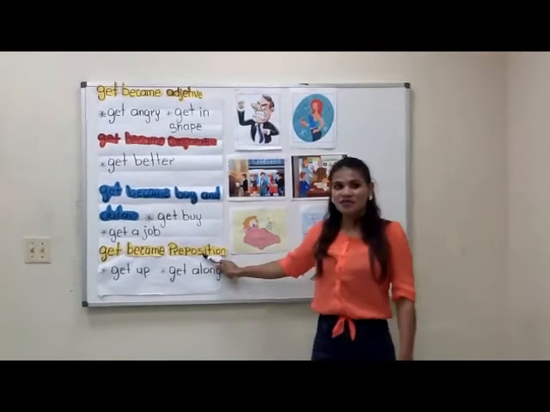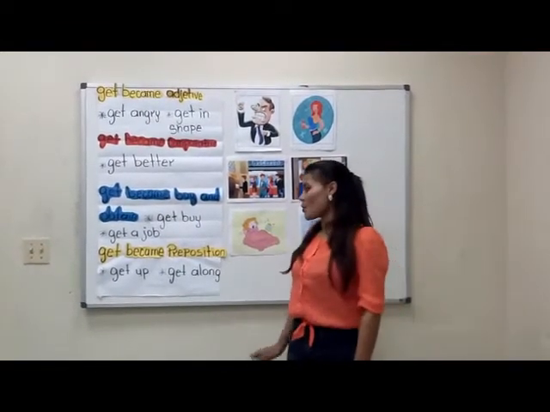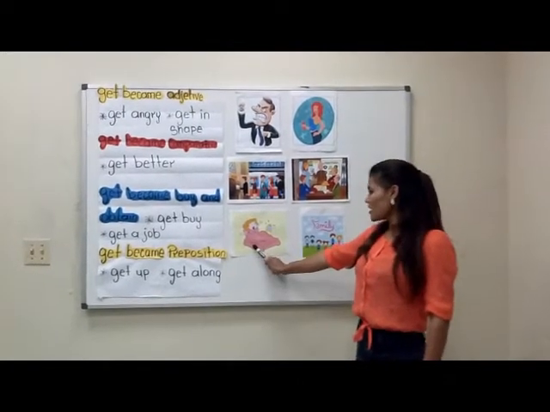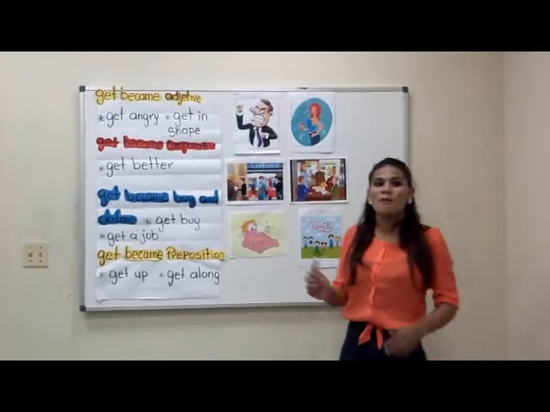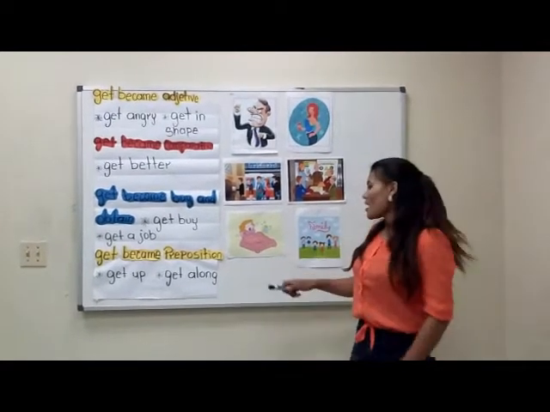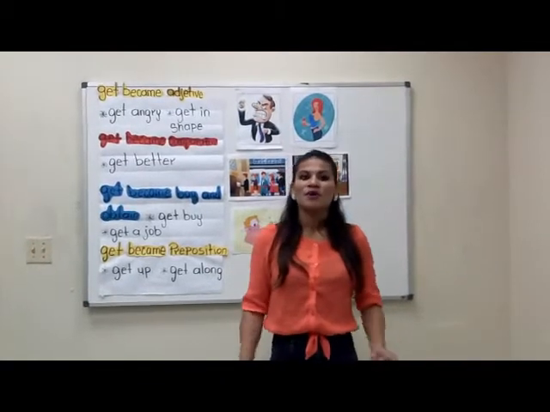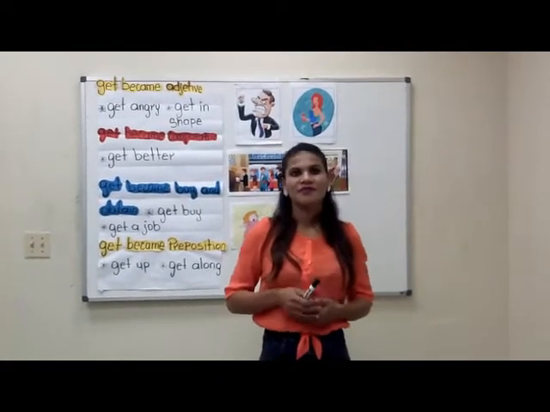Get can become a phrasal verb with a preposition. For example, get up and get along. She needs to get up earlier. And get along: I need to get along with my family.